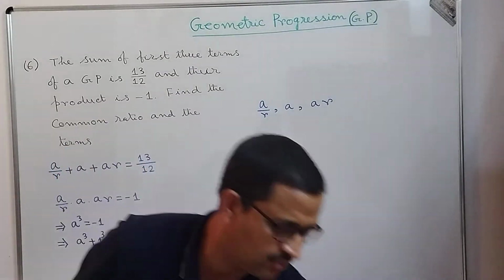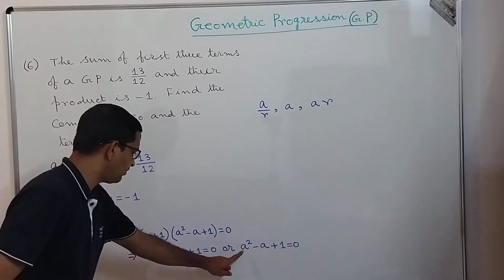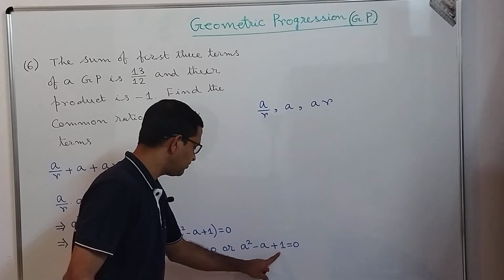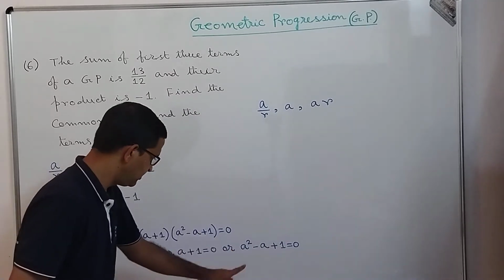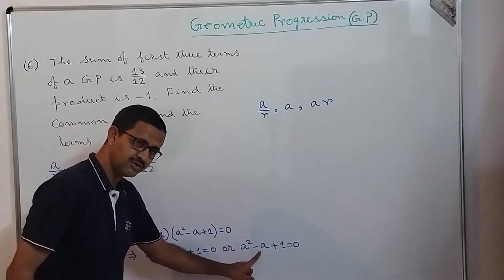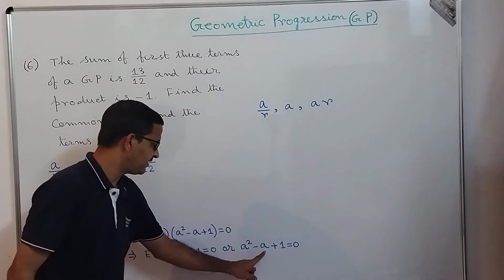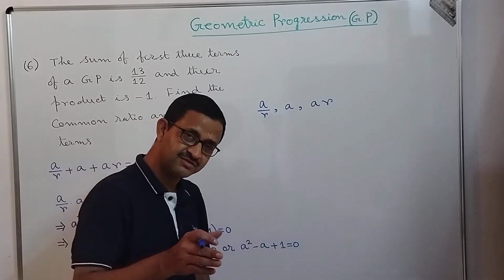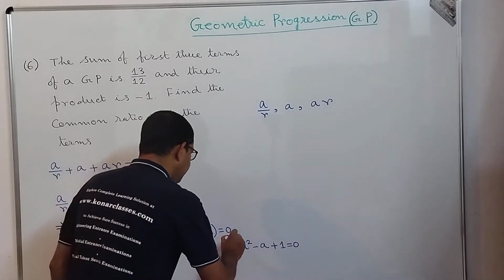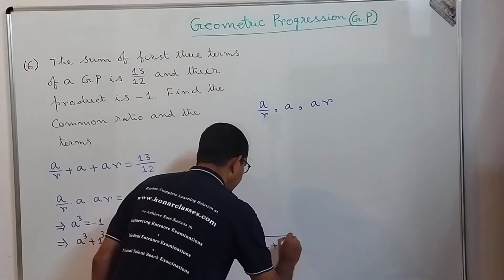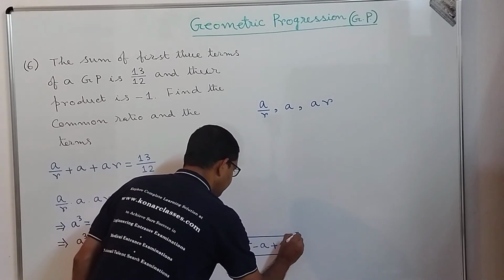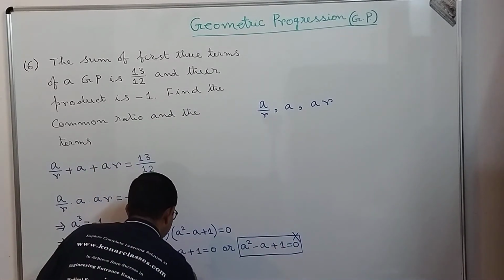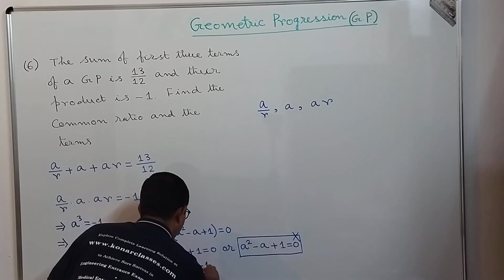Now, dear students, if we look into this one, a square minus a plus 1 equal to 0, this is a quadratic equation in which the discriminant is less than 0. B square minus 4ac: b is minus 1, so minus 1 whole square is plus 1, minus 4 into 1 into 1. So 1 minus 4 is minus 3, less than 0. So the roots of this quadratic equation are imaginary. So we should not consider this one. We only consider a plus 1 equal to 0, and that gives the value of a as minus 1.